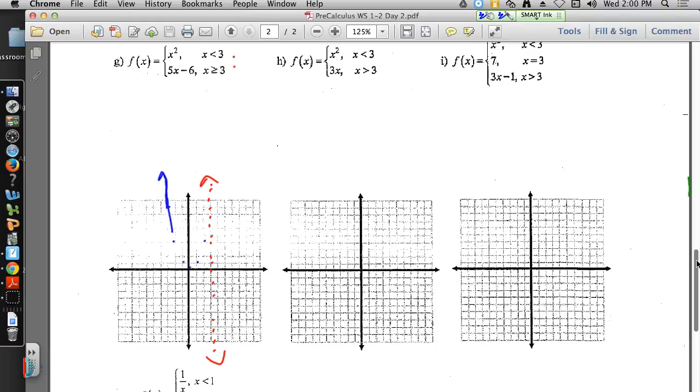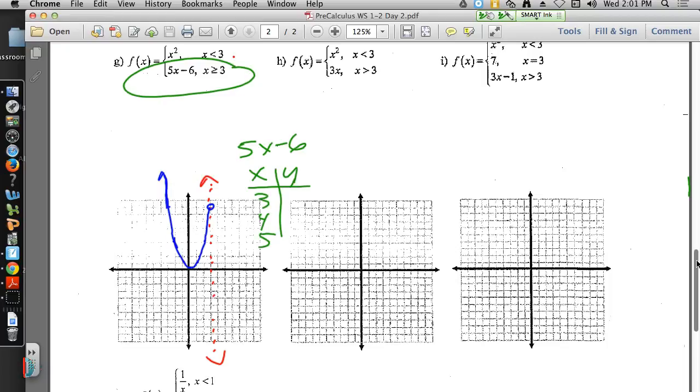So this graph works for these x values because these are x values that are less than 3, but once I get up here, I have to have an open dot. And that's because I was only supposed to graph that parabola when x was less than 3. Now from that point, what I'm supposed to do for x greater than or equal to 3 is 5x minus 6. And for this one, you might just want to make this a little easy on yourself and just go ahead and put in some numbers like 3, 4, and 5 that are greater than or equal to 3 and see what you get.